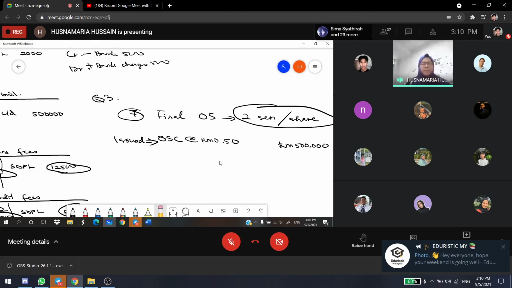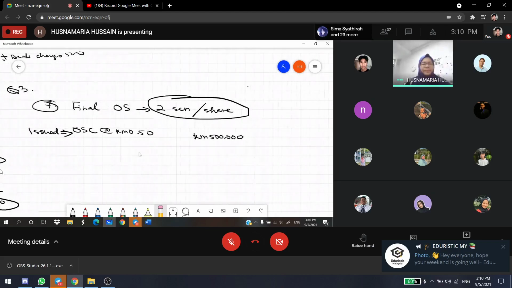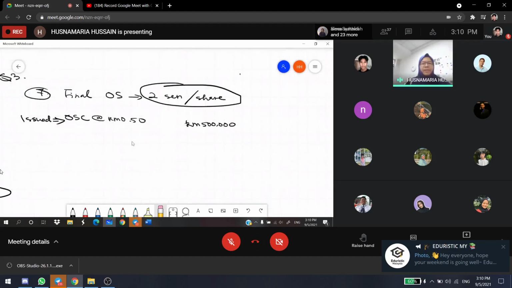Macam mana nak cari tu how many units? Kalau tadi dia bagi 10% je, senang je, 10% multiply with this one lah. 10% multiply with 500,000 then 50,000. That is the proposed or final ordinary share dividend for ordinary share. Tapi sekarang dia kata 2 cent. So macam mana nak buat?